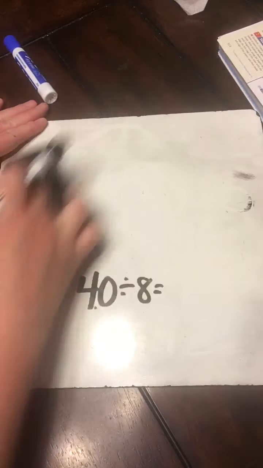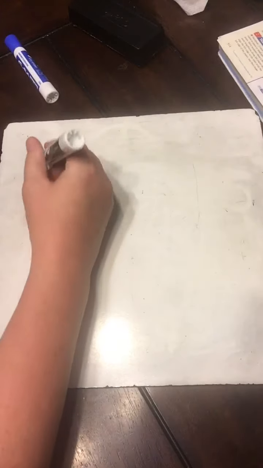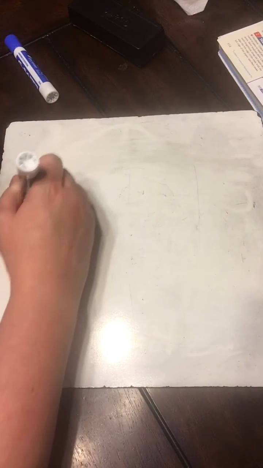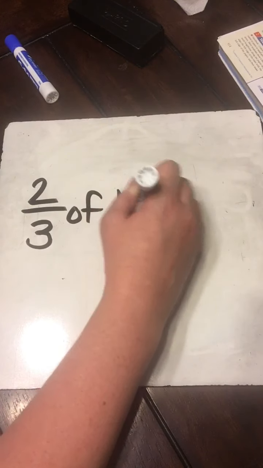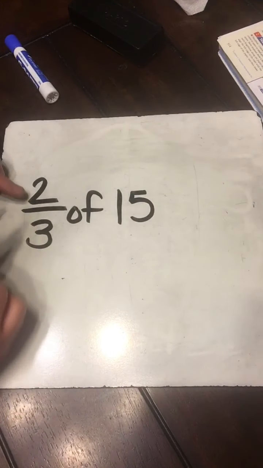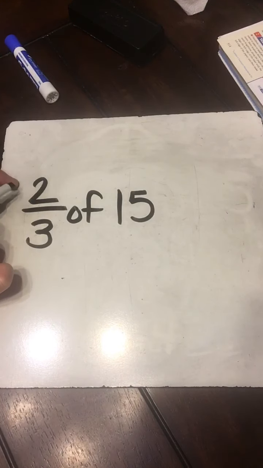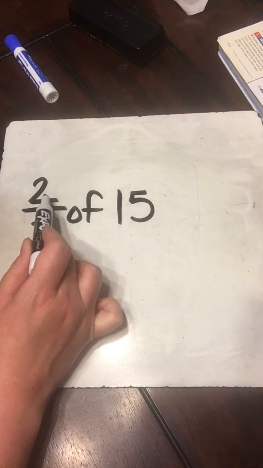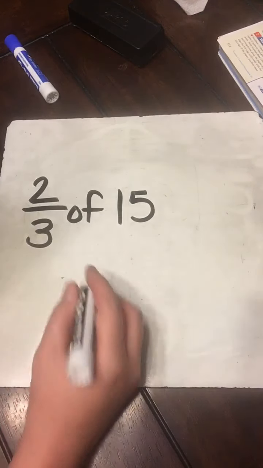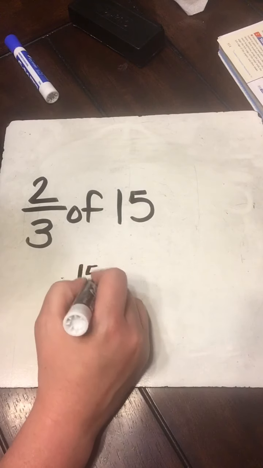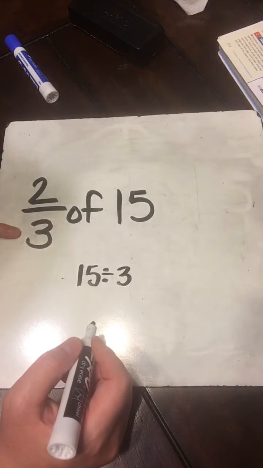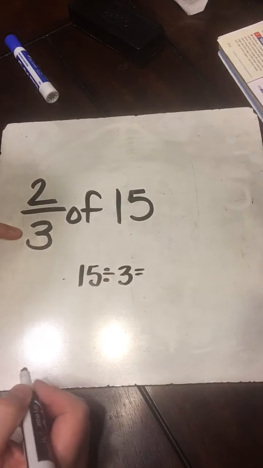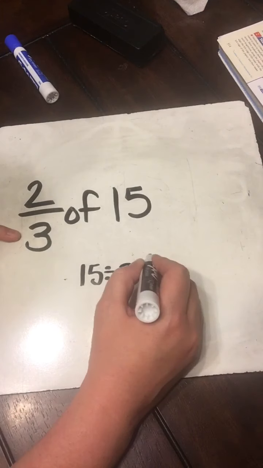Okay. Here's the tricky part. In the second half of the assignment, you're going to see things like this. 2/3 of 15. This is harder because the numerator is no longer 1. Okay, so if I have 2/3 of 15, the first thing I do, and you can do this part in your brain, that's perfectly fine, is you take 15 and you divide it by the denominator, which is 3. 15 divided by 3 is 5.